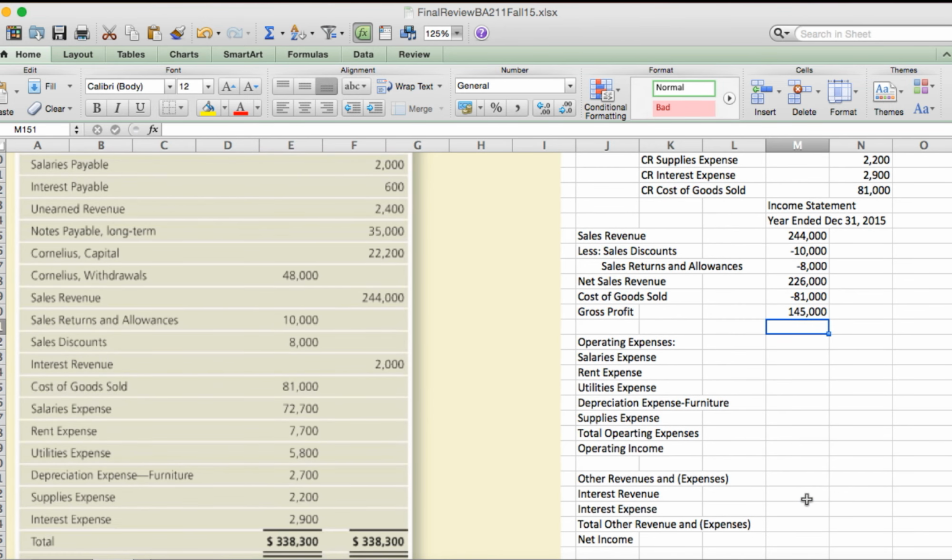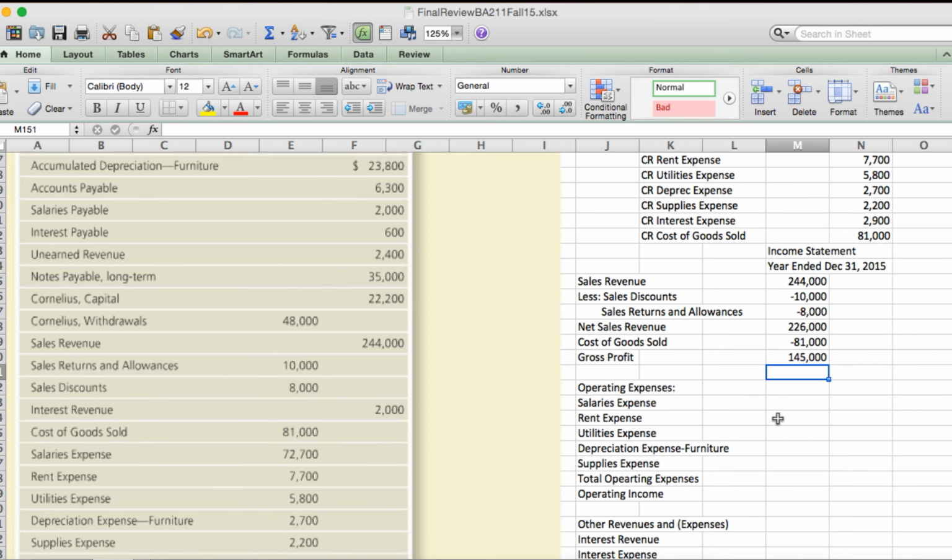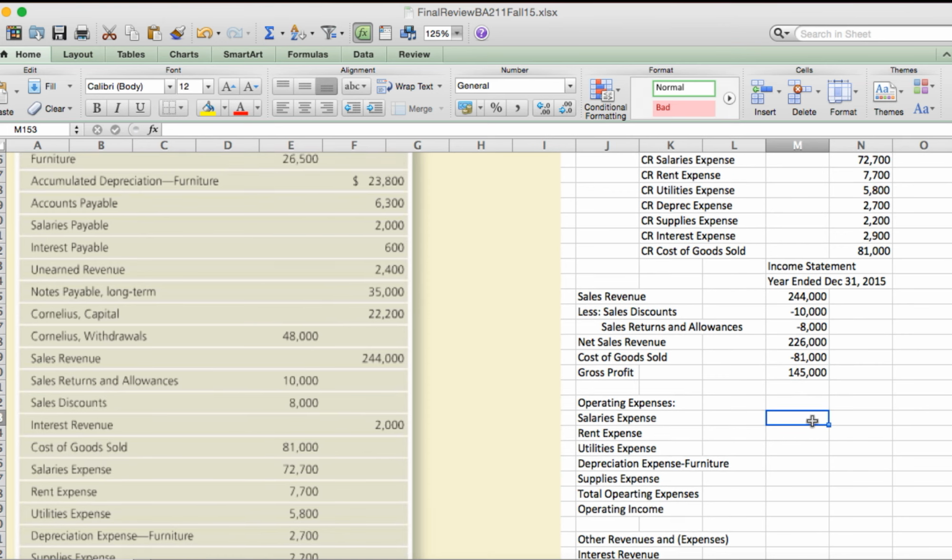Then we're going to go in and add in all of these expenses. So we had salaries expense, which was $72,700. We had rent expense, which was $7,700. We had utilities expense, which was $5,800. We had depreciation expense, which was $2,700. We had supplies expense, which was $2,200.